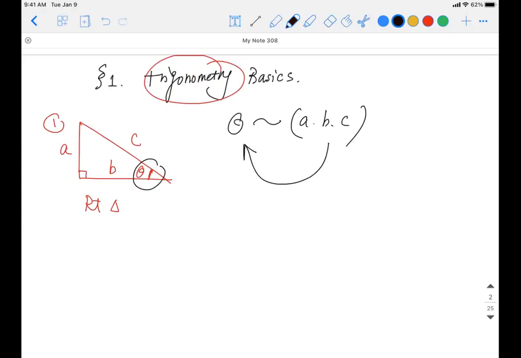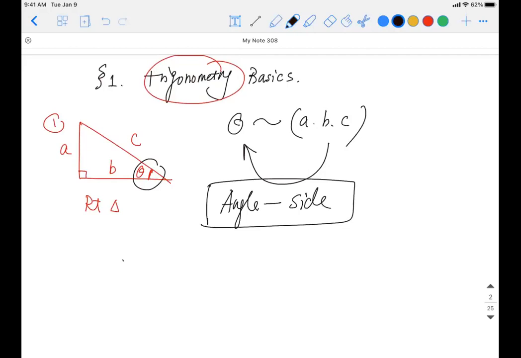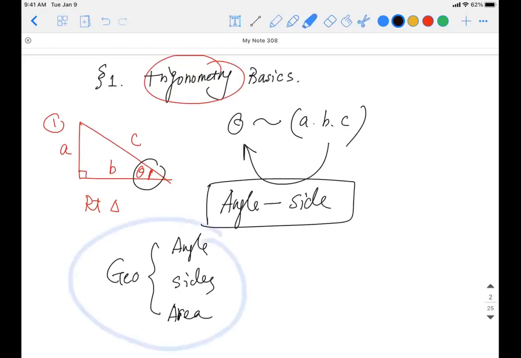So long story short, the big question is we try to find out a relationship between the angle and also the side. If you can recall what we introduced in our first lecture, talking about the entire geometry, you're going to talk about three major things: the angles, the size, and the area. Still remember, this is what we talked about in lecture number 1.